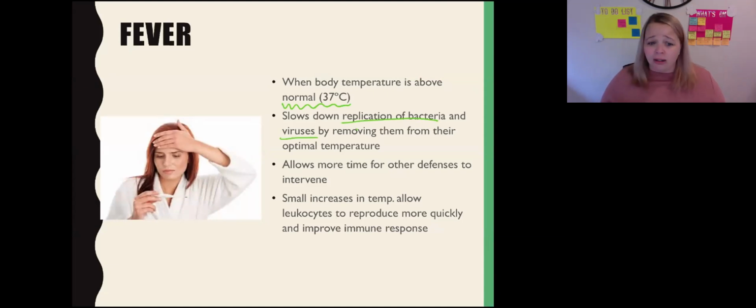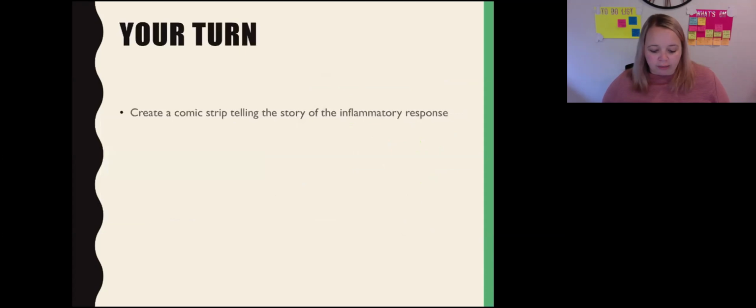If you can slow down their replication, then you're removing them from their optimum temperature. Therefore, the rate of reaction is going to be decreased, so giving our body more time to mount a defense against them. If you get a small increase in temperature, it allows your leukocytes, or your white blood cells, to work more efficiently, which is pretty cool, whilst also slowing down your viruses and general pathogens.